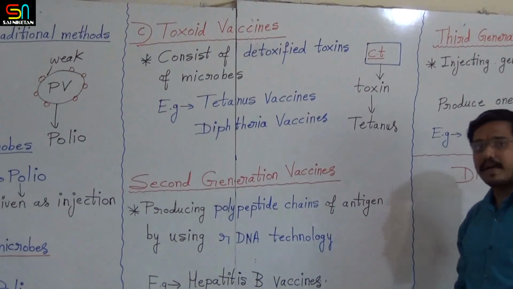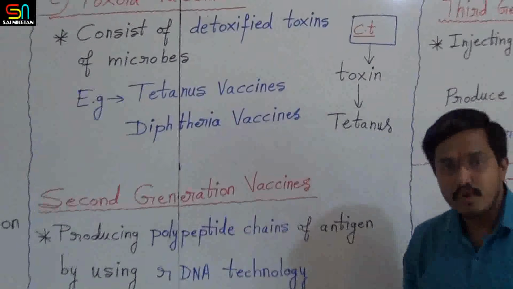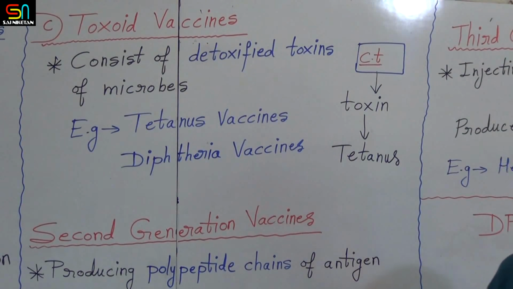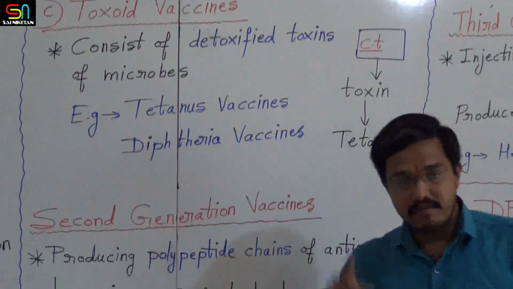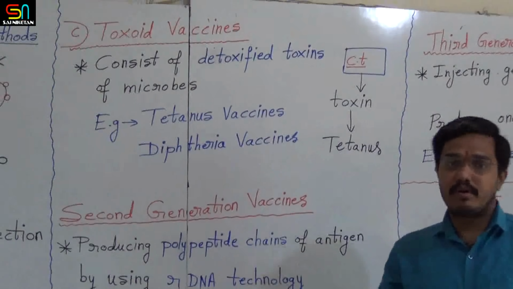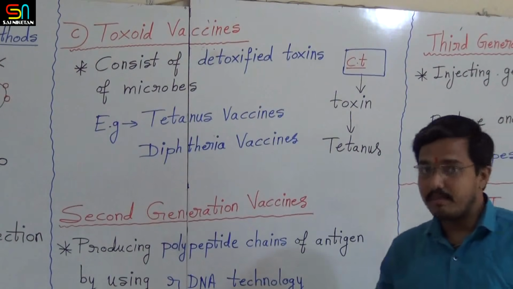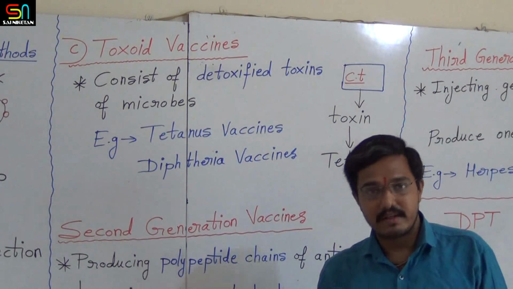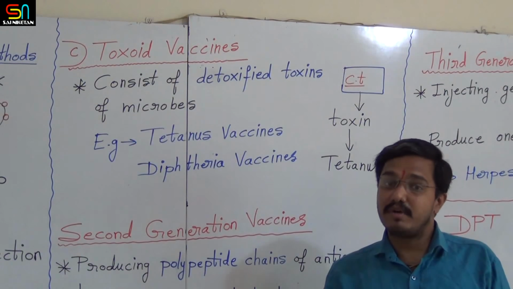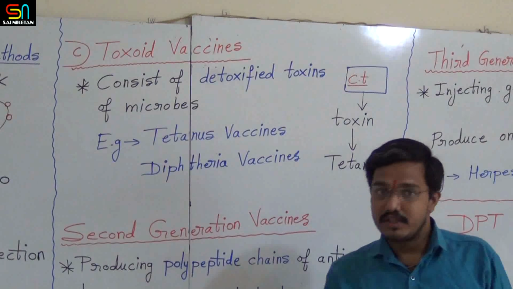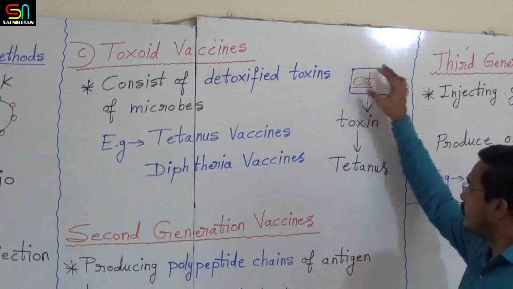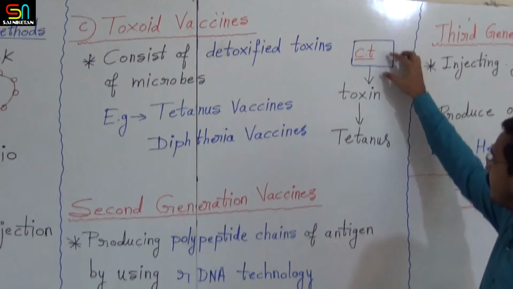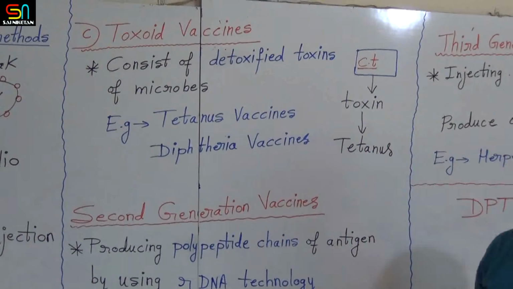So some of the microbes produce toxins. Those toxins are responsible for disease. For example, you remember about the plasmodium. Plasmodium produces one toxin called hemozoin. That hemozoin is responsible for fever and chill. Similarly, this bacteria produces a toxin that is going to cause tetanus.